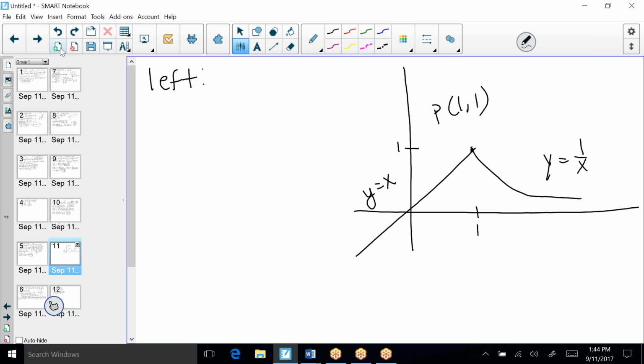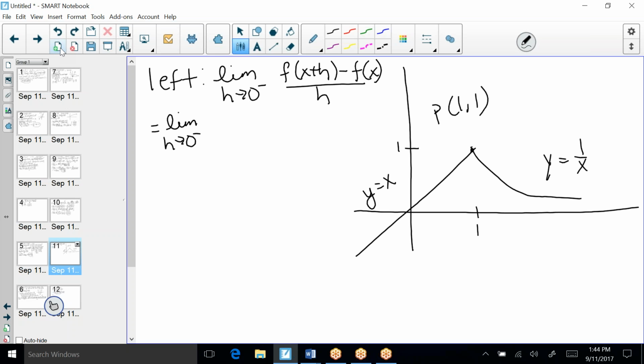So let's first look at the left-hand limit. We're looking at the limit as h approaches 0 from the left-hand side of f of x plus h minus f of x, divided by h. When we're looking at the left-hand limit, the point that's going to be the potential problem is this point right here. We have something funny going on here. This is actually going to be a cusp where something is changing at 1.